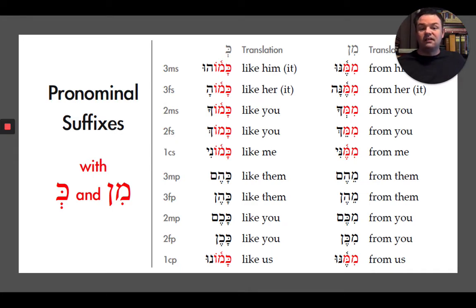Kamok, right? Kamoni. That's how they're going to say it. That's just their word for like him, like her, like you, like me, and then like us, kamonu. So you just have to get used to that. It's just something that you'll have to be able to recognize. If it looks weird to you, be able to look it up, remember these pronominal suffixes, and just know that that's what those words mean.